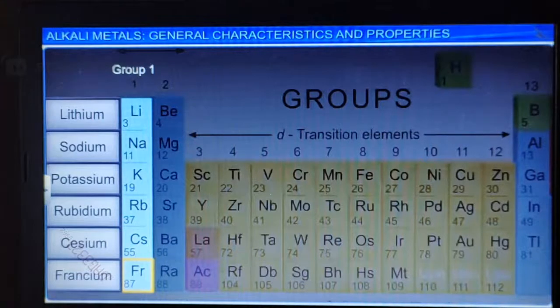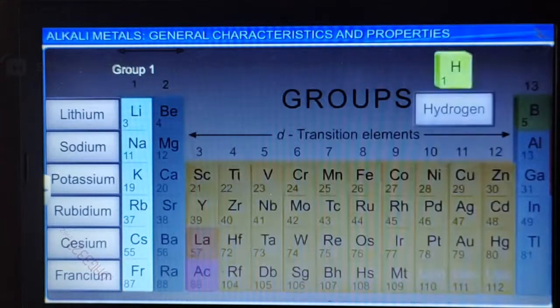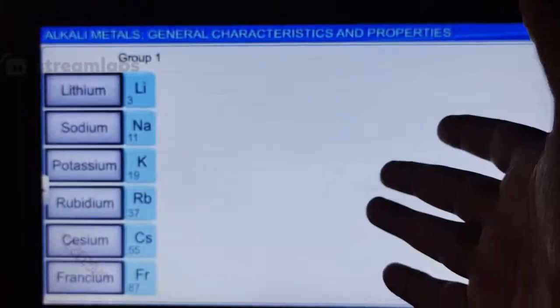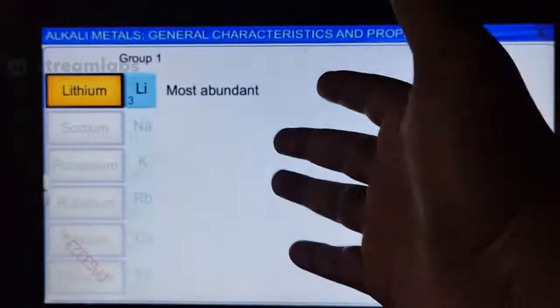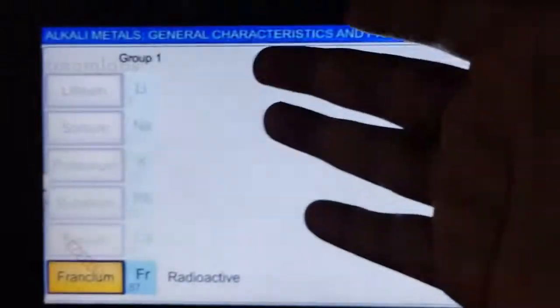Lithium, sodium, potassium, rubidium, cesium, francium. Hydrogen is not a part of the alkali metals for various reasons we had discussed. Right? Now, when we talk about group 1 metals, lithium is the most abundant of all these metals of group 1. Francium is radioactive.